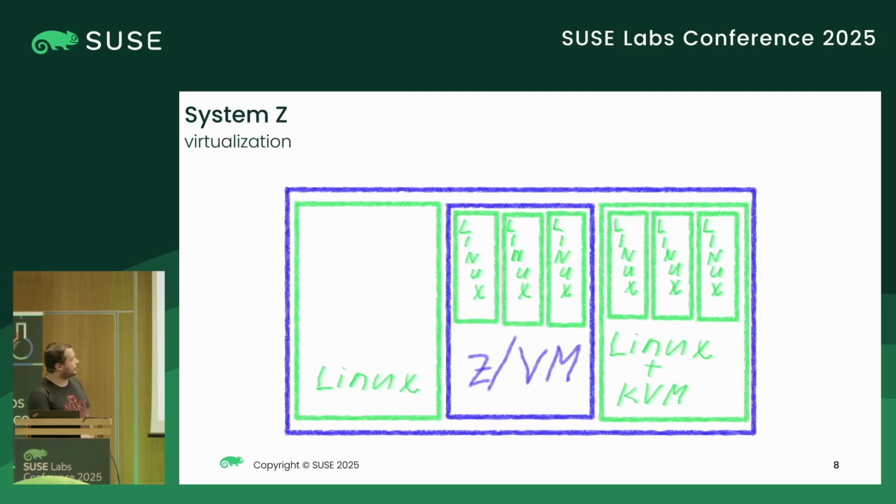Here I have 3 configurations that make sense for us and that we use at SUSE. Either you have an LPAR with Linux, presumably SUSE Linux, or you can have z/VM, which is a kind of hypervisor by IBM. It's a kind of operating system on top of which you can have virtual machines. These are also Linux, right? And you can have Linux with KVM, running virtual machines.